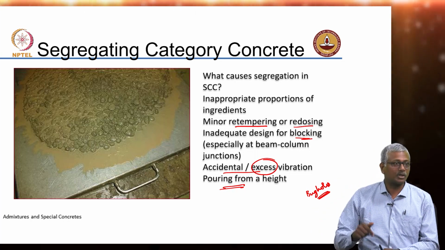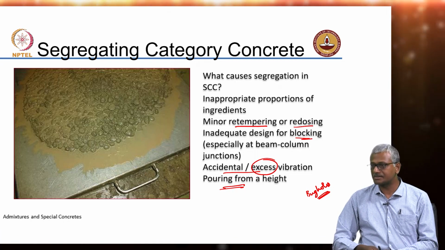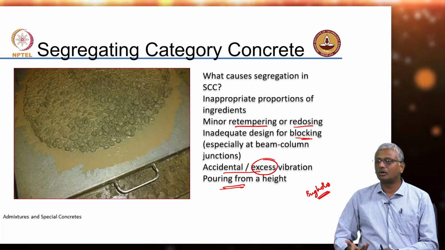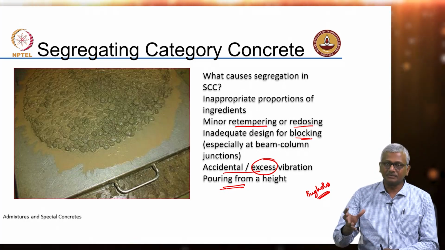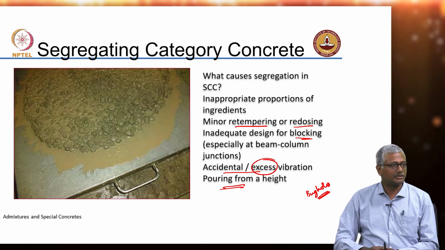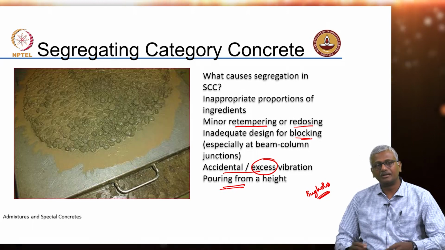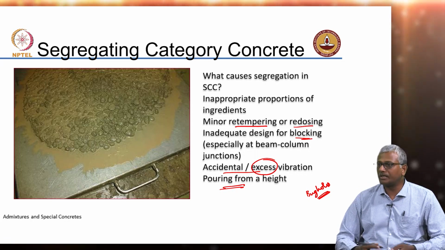So, in this case, the pouring was done from the top. So, 4 meter height pouring was actually done in this case. But we designed the concrete appropriately so that the segregation could be avoided in spite of the placement from 4 meter height. However, this is not always the case. If you don't pay attention to the design, pouring from a height is bound to lead to a problem.